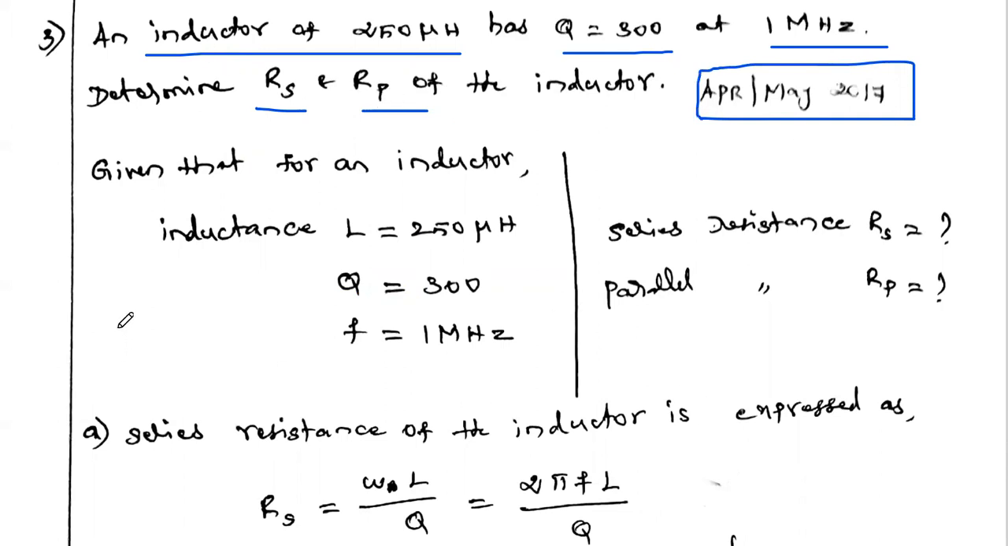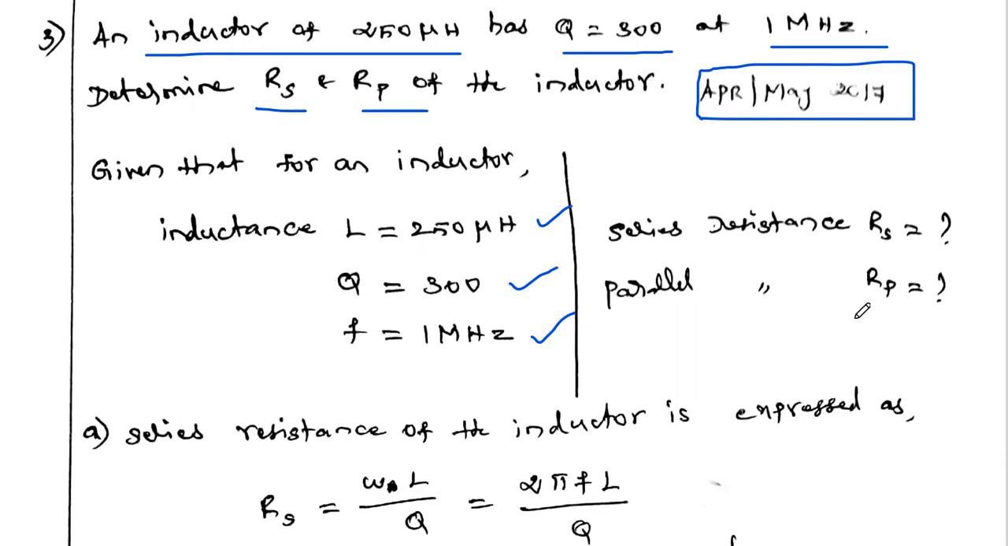Here the inductor value is 250 microhenry and the quality factor Q equals 300 at a frequency of 1 megahertz. You just find the series resistor and parallel resistor. First, note down the given data: the inductor L equals 250 microhenry, the quality factor Q equals 300, and the frequency f equals 1 megahertz. We have to find the series resistance and parallel resistance.